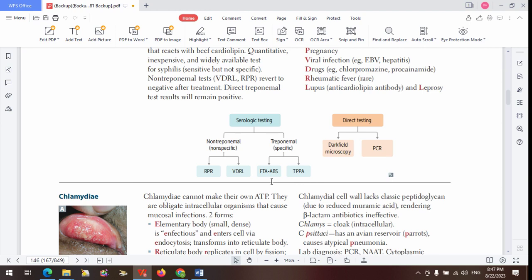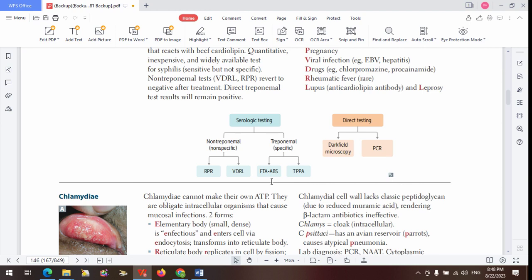So the difference between TPPA and FTA is just that we are not putting a fluorophore for TPPA that emits light. No. We are just adding the antigen to a gelatinous material, a gelatinous particle that can hold it. Then we add the serum that contains the antibody. Of course, the antigen we add to the gelatinous particle contains the whole organism. So it's just like FTA, it contains the whole organism too.